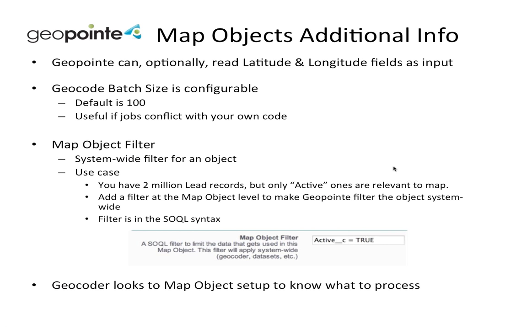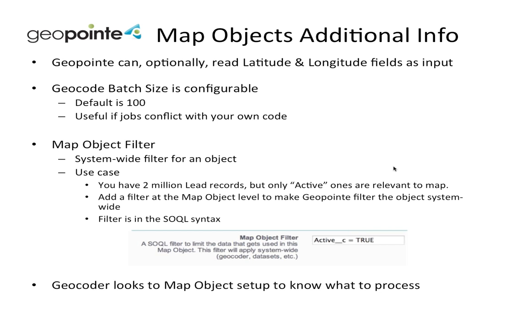So Geopointe can optionally read your latitude and longitude fields. 98% of map objects just use address fields. Some of our customers have their own coordinates, whether they're tracking things at specific locations that don't have addresses, maybe like an agricultural plot of land or a cell tower, or whether they are using some sort of address tool and have this information already to have the exact coordinates. We can read those as input if that's what you have.